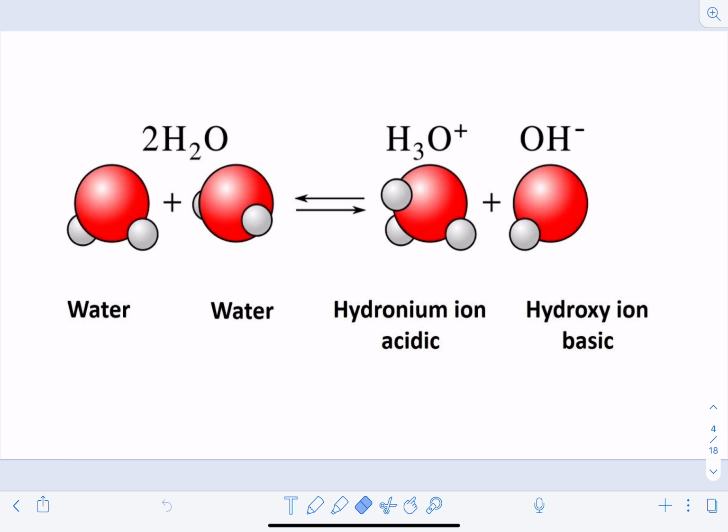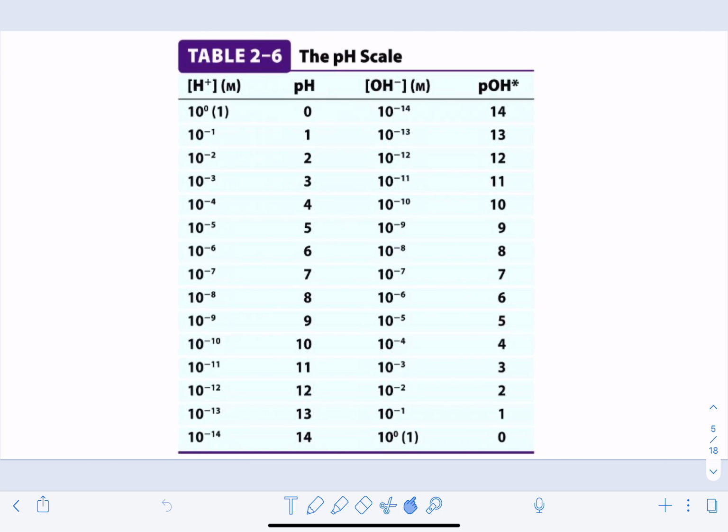species. However, water can autoionize and form a hydronium ion and a hydroxyl ion, which is acidic and basic respectively. So we measure the acidity or basicity of a compound using the pH scale, which is a negative logarithmic scale, which means that a change in hydronium concentration by a factor of 10 results in a change in pH of 1.